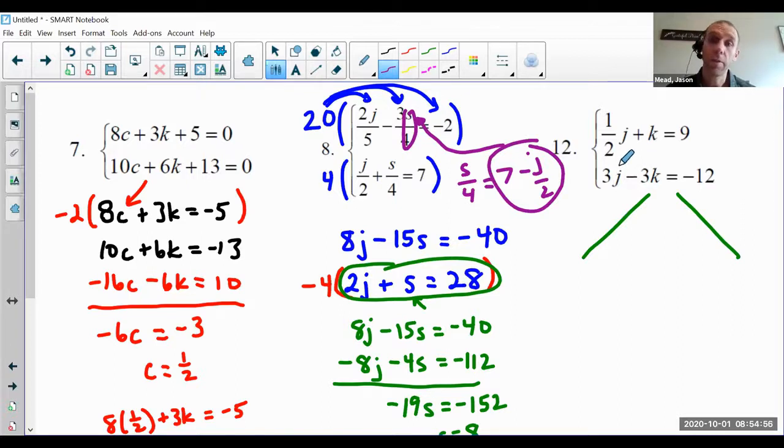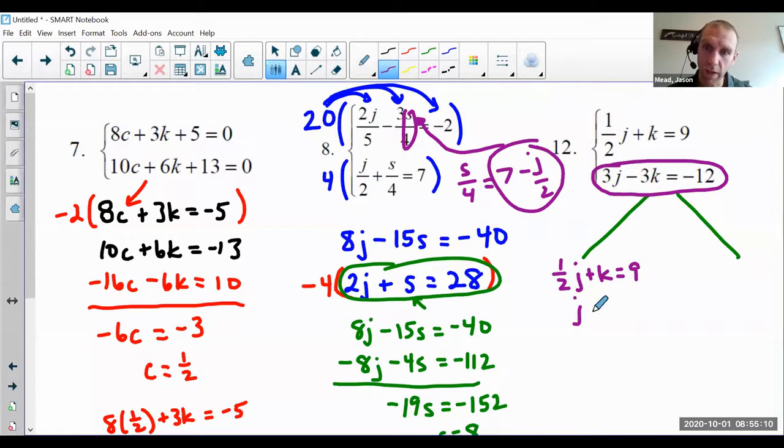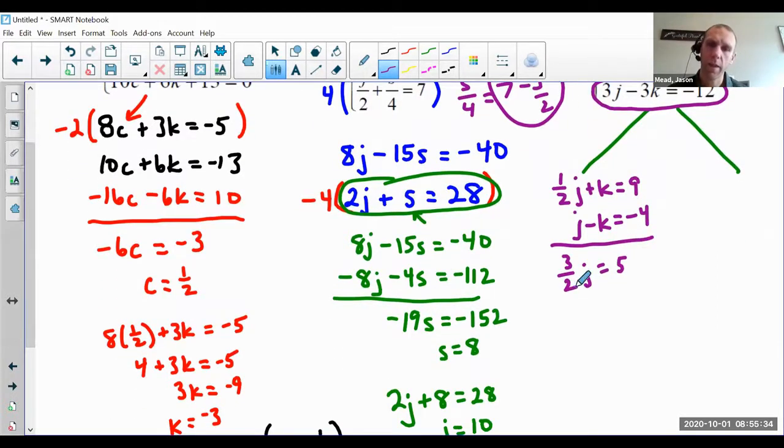In this one, I think probably the easiest way to do number 12 is to see that all of these are multiples of 3, and divide all of these by 3. So you can have j minus k equals -4. And that ends up working out really easy because most of us don't like fractions, but this isn't a hard fraction to deal with. The k's are now just going to cancel right away. And so I have 1/2 plus 1, that's 3/2. j equals 5. And then I cross multiply and I get j equals 10/3.